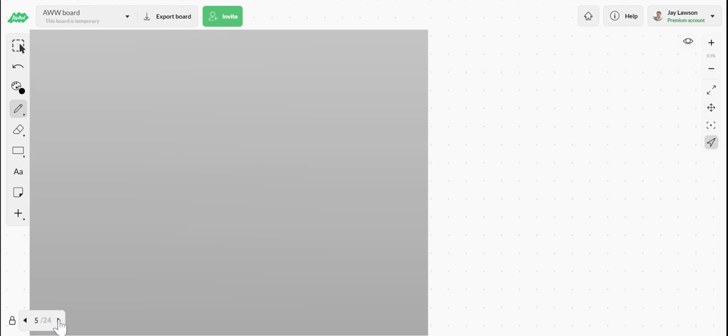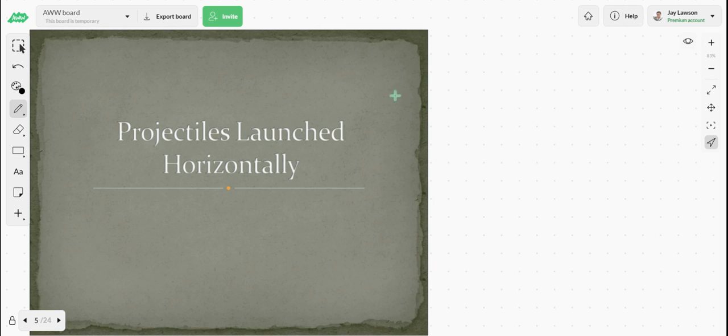Moving along. Now, I gave you a lot of information dealing with projectiles and how to break these problems down into two components. Now let's start going into some problem solving. The first one we're going to do is projectiles launched horizontally. So what does that mean?